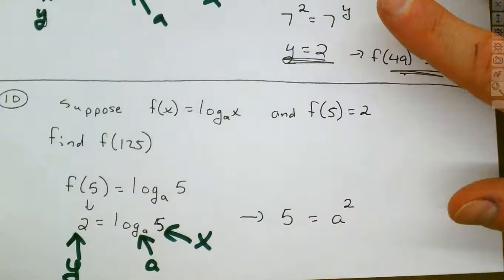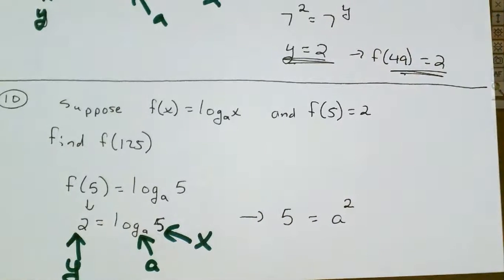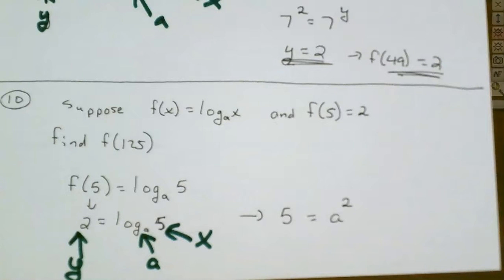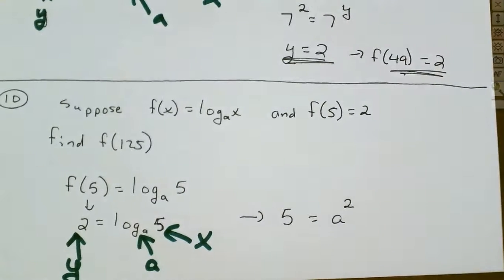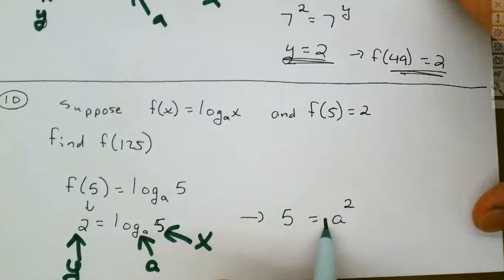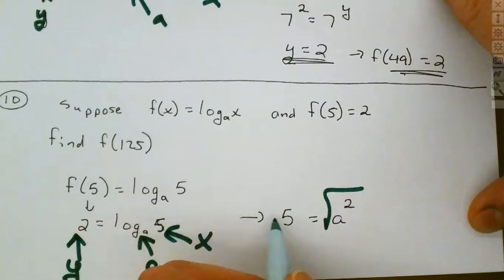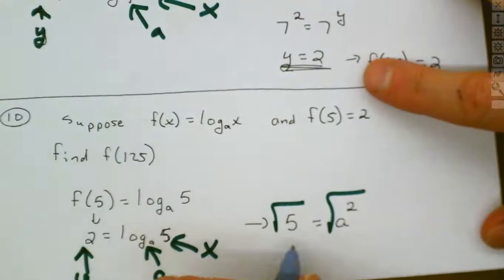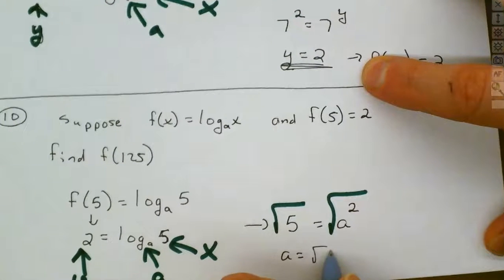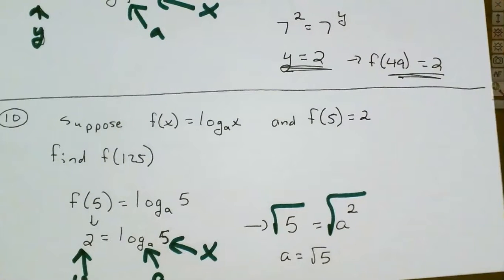a squared. Now, logarithms can never, ever have a negative base. So when we take the square root, we don't have to worry about the plus or minus because you can't have a negative logarithm base. So all we have to worry about is the plus part. So I'm going to get rid of the square by taking the square root. So that tells me then that a is going to be what? Square root of 5. That is our base.